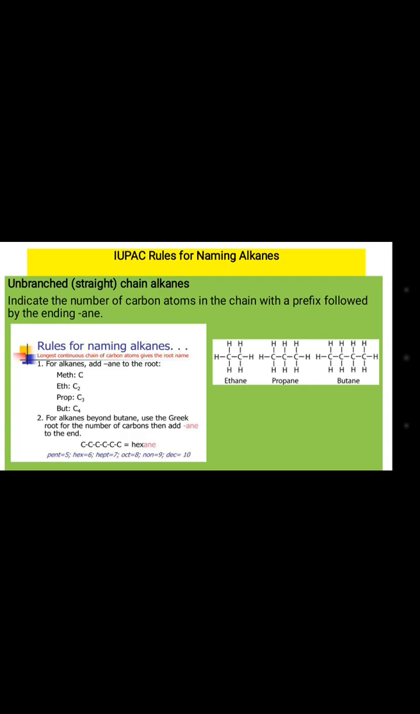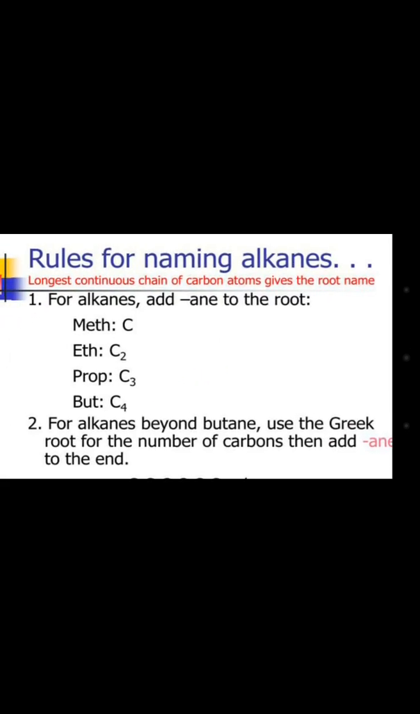Now, the first rule here is this: you have to indicate the number of carbon atoms in the chain with a prefix followed by the name ending. What I'm trying to say is this. Look at the table I gave you last class. I told you that when you are dealing with a 1 carbon alkane, the prefix is meth, that is methane. 2 carbon is ethane, 3 carbon is propane, 4 carbon is butane. You have to understand this because it's very important.